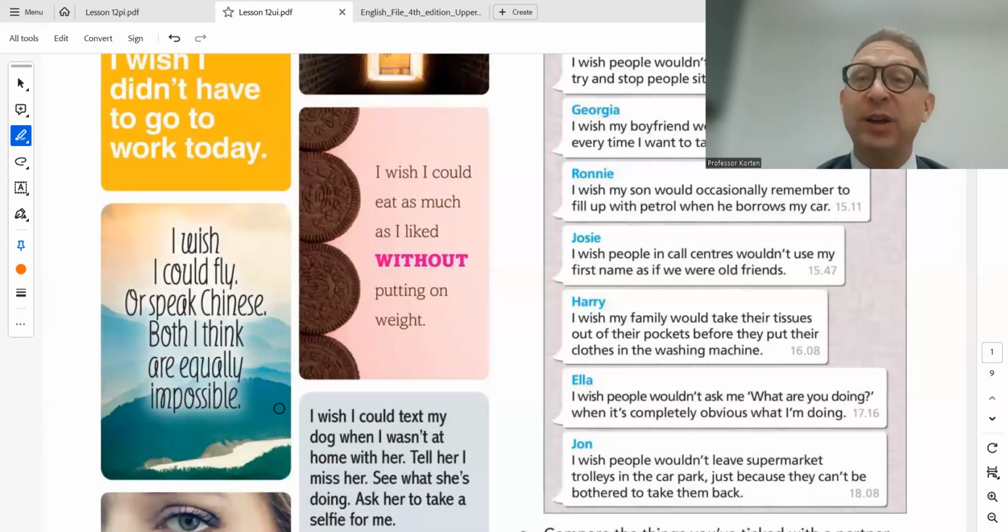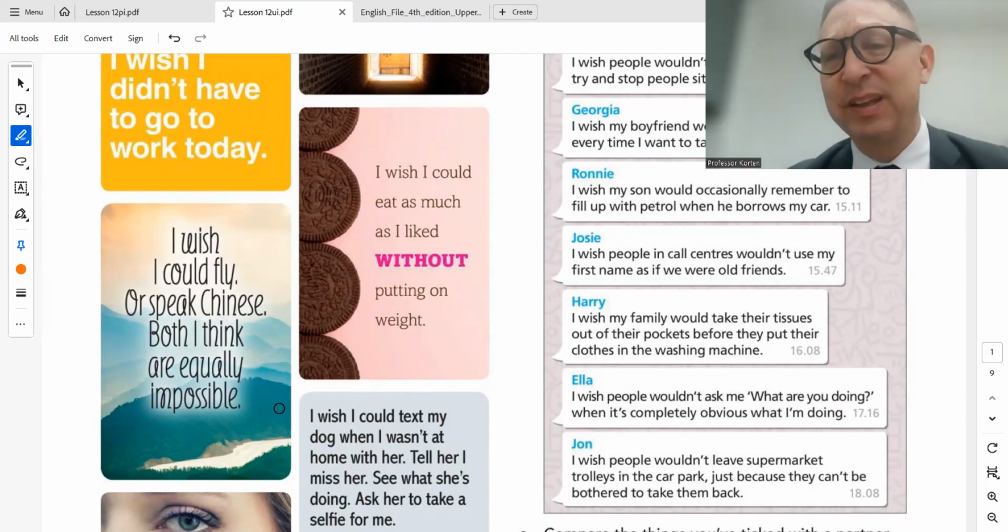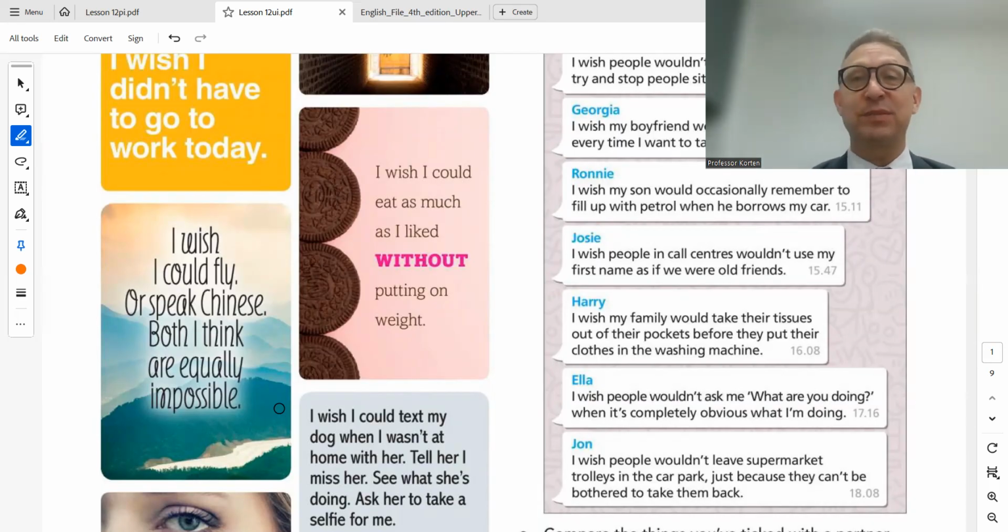I wish, oh, I know. I wish I could work faster. I wish I had more energy. So we have lots of wishes in life. And sometimes, or most of the time, they're not going to be fulfilled, but sometimes they will be. So we're going to take a look at how we use wish.